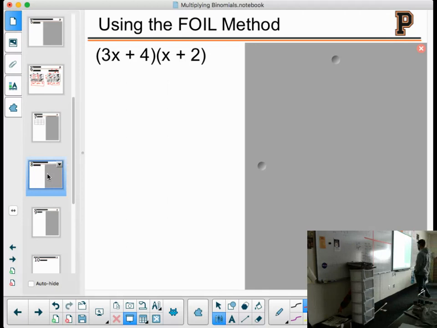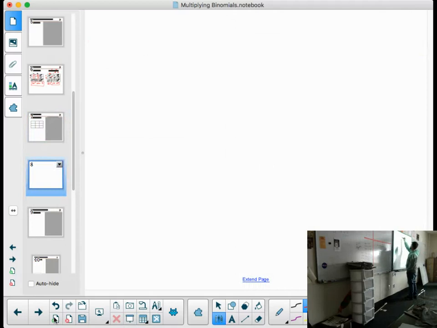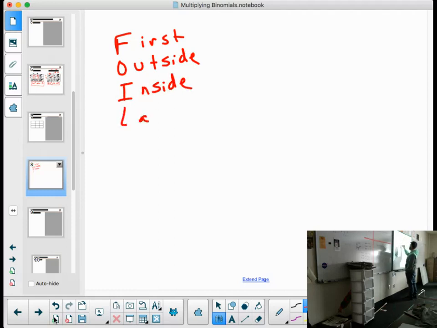Now, this is probably the technique that I want you guys all to get to, the FOIL technique, all right? Now, FOIL is an acronym, and it's an acronym for first, outside, inside, and last. Okay, this is what the FOIL method does.